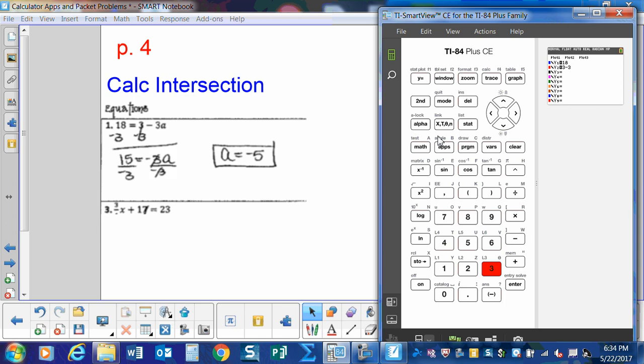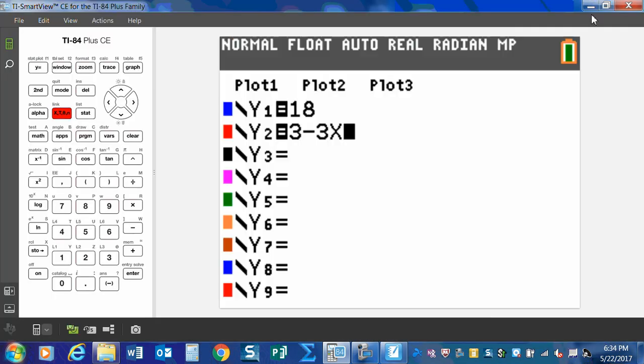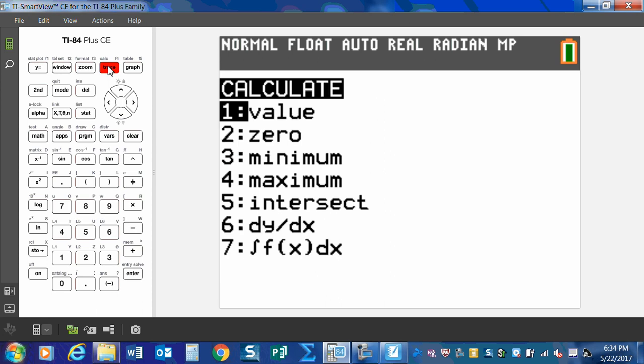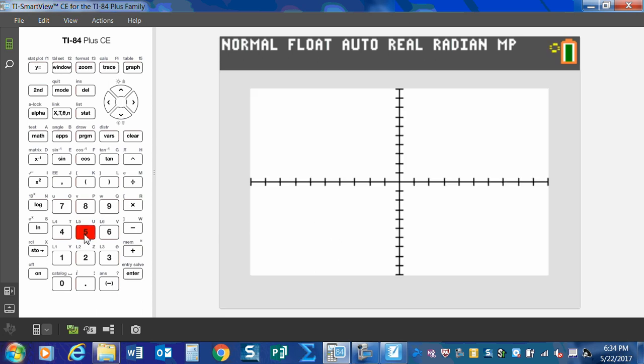Now in this instance we will be using x because we're not evaluating. So here we have the left side of the equation and the right side of the equation. So let's calculate the intersection. So second, trace or calc, number 5, intersection.